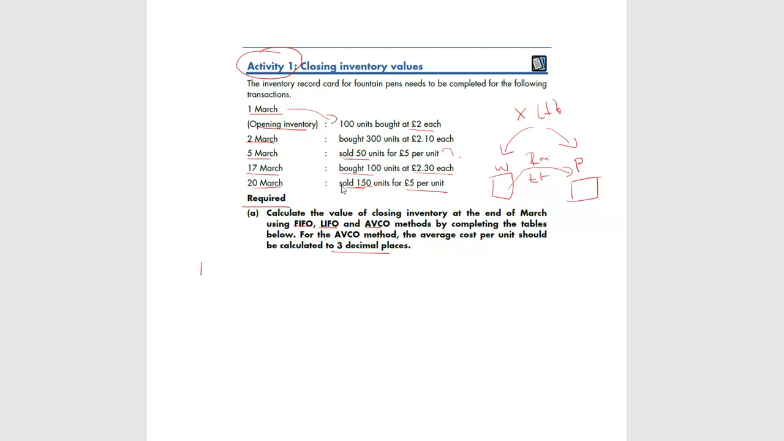So let's write it down here, FIFO. Let's write it down here, LIFO, and let's write it down here, AVCO. Let's see what workings we can do here. Now if I do it with FIFO, at the beginning we can see we have 100 units, and every unit the cost is £2. It's very simple to understand.